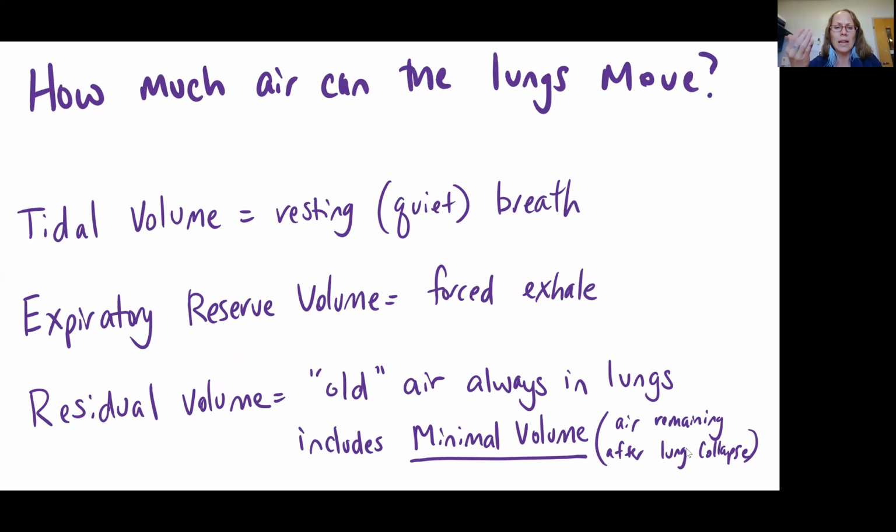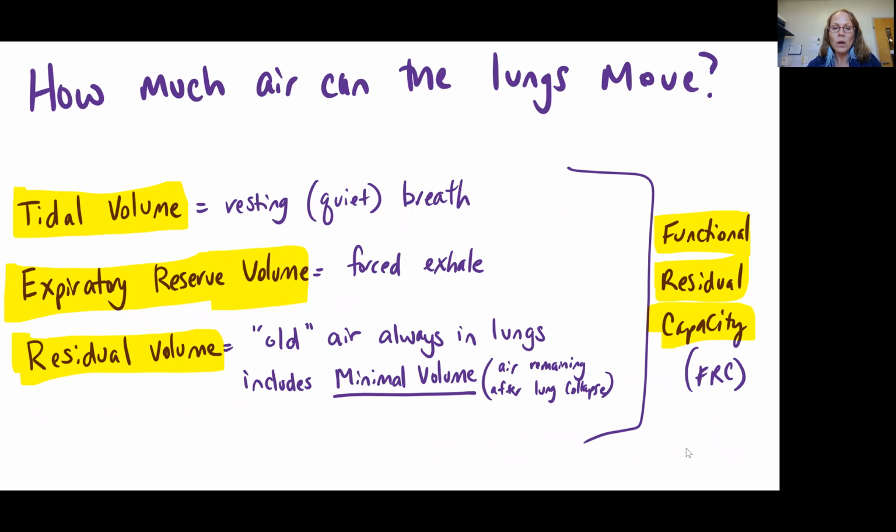So remember, when we're inhaling our air and 30% remains, it's mixing in with that old residual air. So that's why we have less oxygen and more carbon dioxide gas reaching our alveoli compared with the atmosphere. Now, your residual volume also includes what's called your minimal volume. This is air that's staying in your lungs, even if your lungs collapse and all of this air gets forced out, you still have some air that's remaining in your lungs.